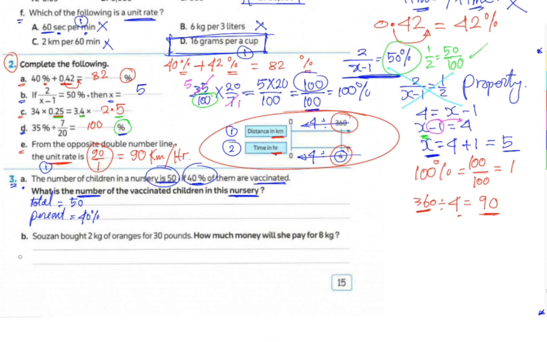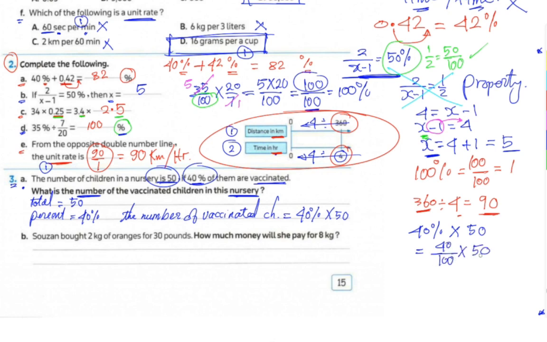So the number of vaccinated children in this nursery is 40% times 50. To find the number of children corresponding to 40% of 50, the number of vaccinated children equals 40% of the total number, 50. How to find 40% of 50? That equals 40 over 100 times 50.